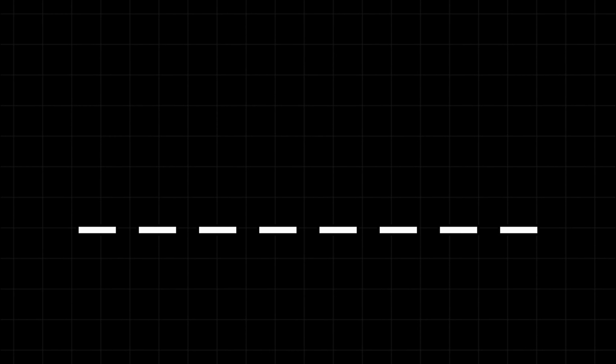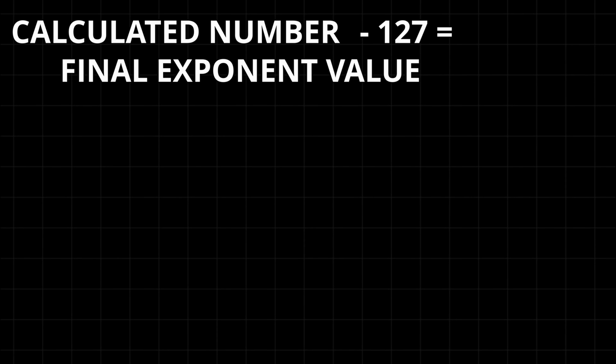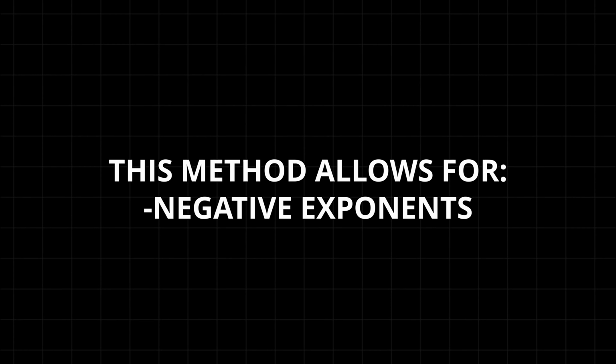Think of this as an 8-bit segment, going right to left, increasing the same way I showed previously. This segment ranges from 0 to 255. Now once you have that number, subtract 127 from the total. This allows us to have negative exponents, which will come in handy later.